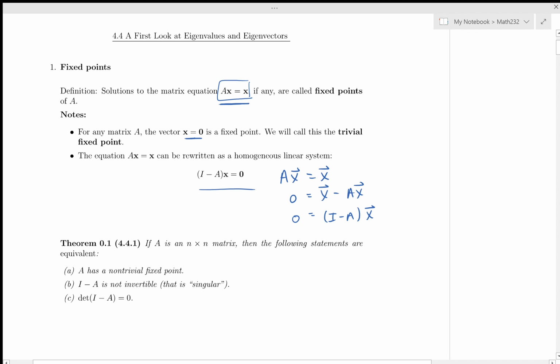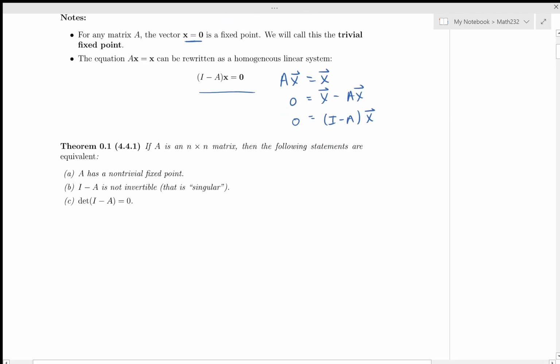Okay. So that was our fixed point seen before. Let's get this theorem first, and then we're going to change this a little bit. If we've got an n by n matrix, then the following statements are equivalent. A has a non-trivial fixed point. I minus A is not invertible, that is, it's singular, and that singular would then tell you that the determinant of I minus A is 0.